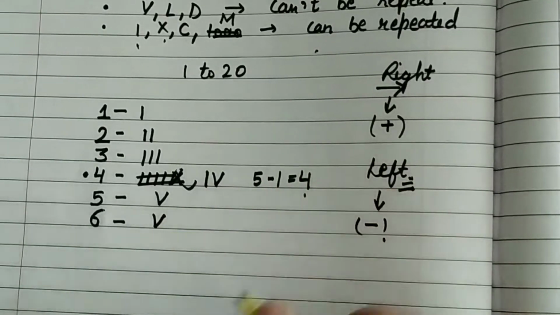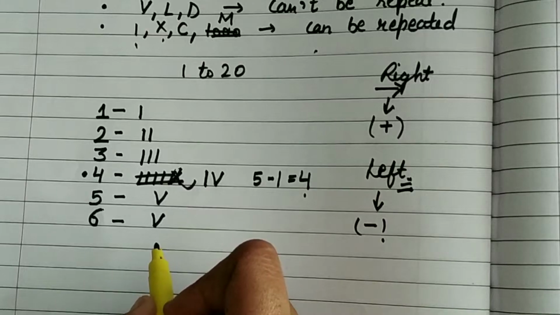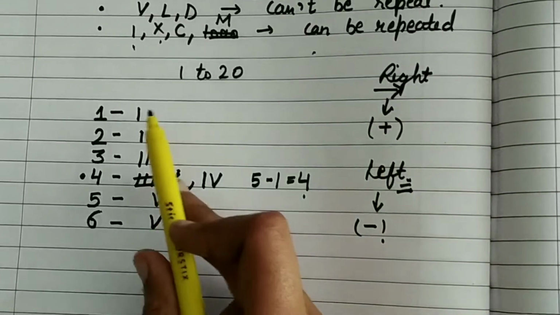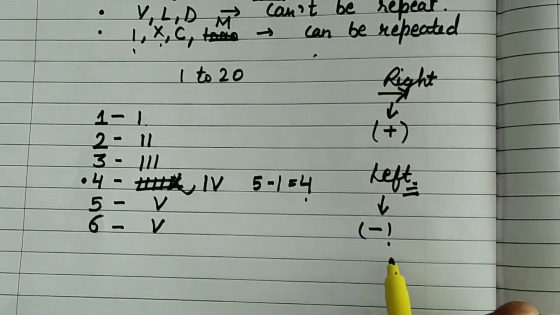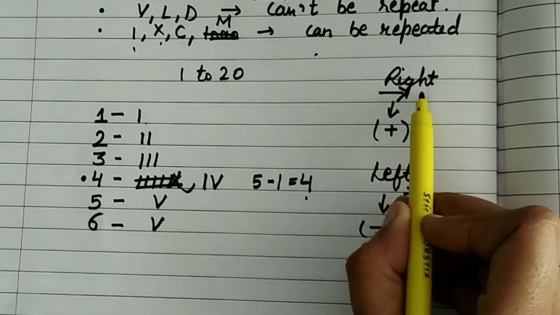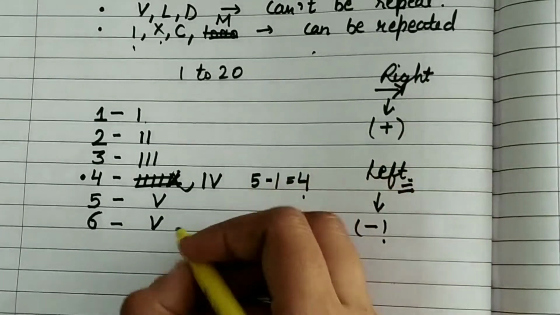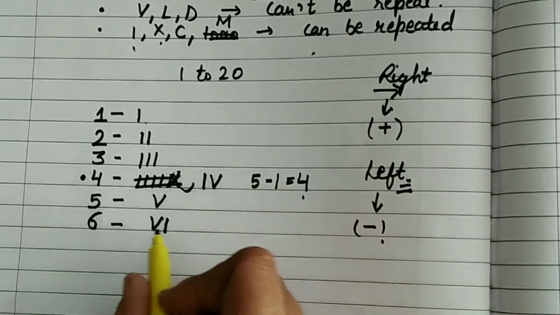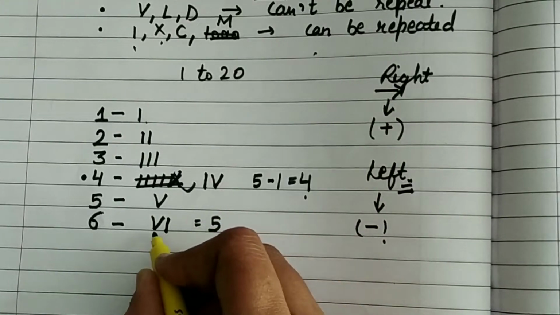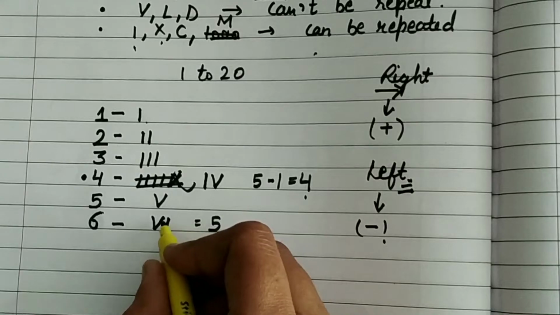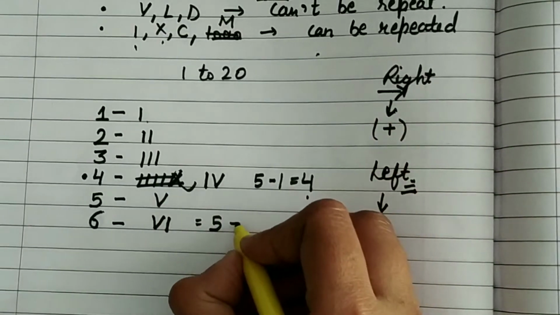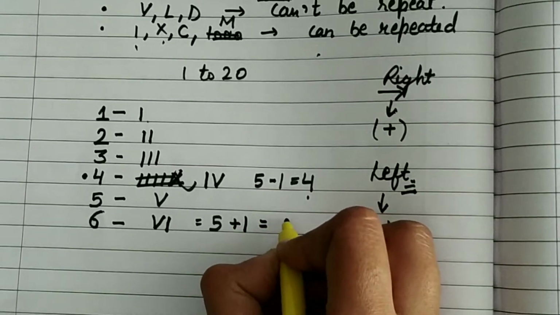So now see, I have 5 and I have to add 1. For addition, do I have to write the symbol 1 to the right or left? I have to add, so I have to write the symbol on the right side. So I will write 1 on the right side. V means 5, and I have written 1 on the right side. That means I have added it. So I have added 1 to it and I will get 6.